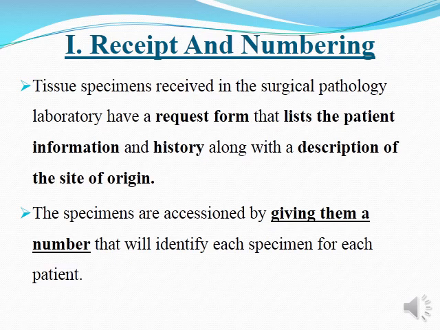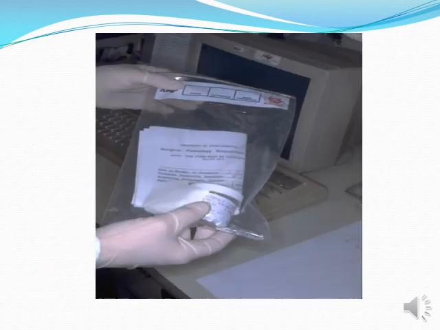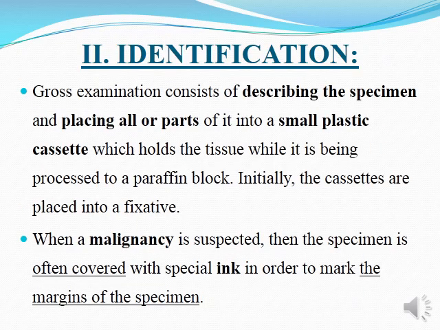So coming to the first one, receipt and numbering. Tissue specimens received in the pathology lab come with a request form that will list the patient information and history along with the description of the site of origin. The specimens are accessioned by giving them a number that will identify each specimen for each patient.